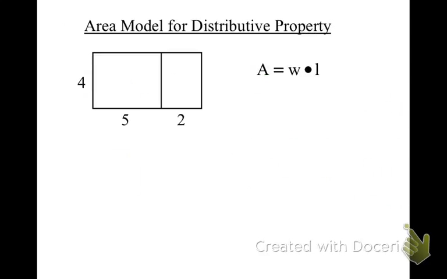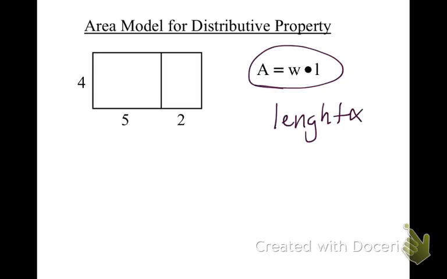Now I'm going to show you something called the area model for the distributive property. Now, why are we calling it the area model? Because you've been taught, how do you find the area of a square? You always do length times width. So we're going to use that same idea to figure out the distributive property.